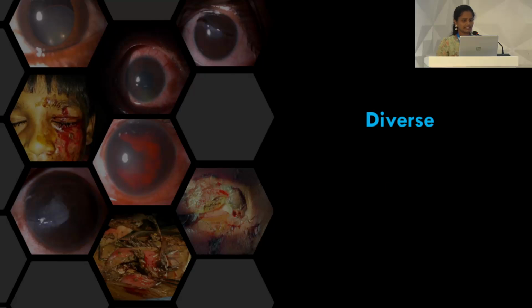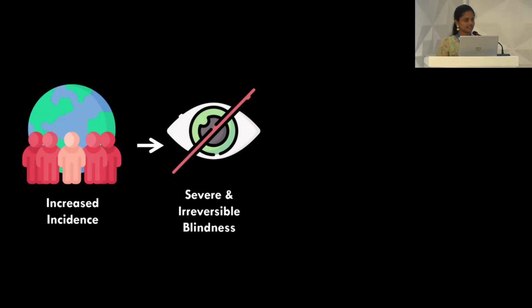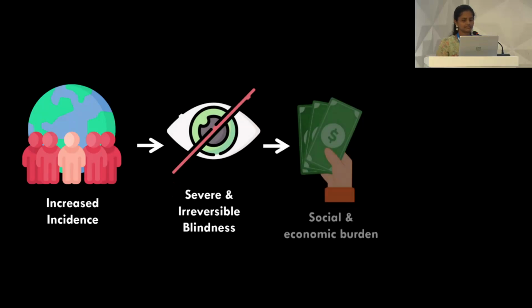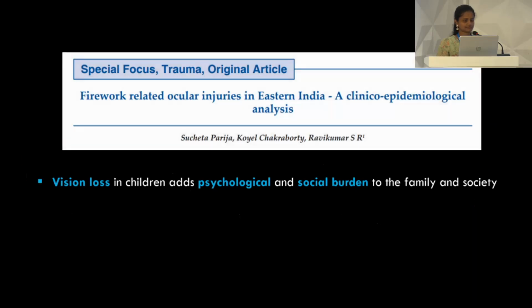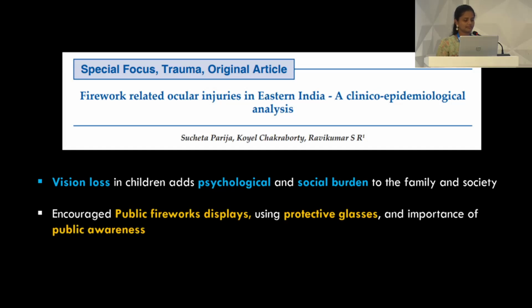Firecracker eye injuries are diverse and vision threatening. The increased incidence of firecracker eye injuries causes severe and irreversible blindness, resulting in social and economic burden. Ultimately, it affects the quality of life. Parija et al. in a study reported vision loss in children adds psychological and social burden to the family and the society. They also encouraged public firework displays using protective glasses and the importance of public awareness.